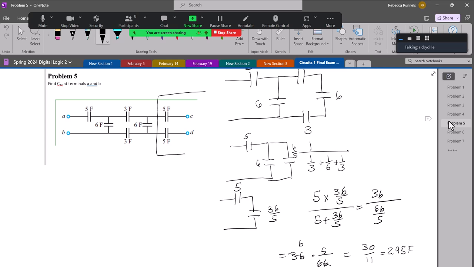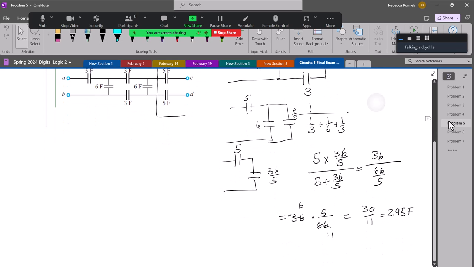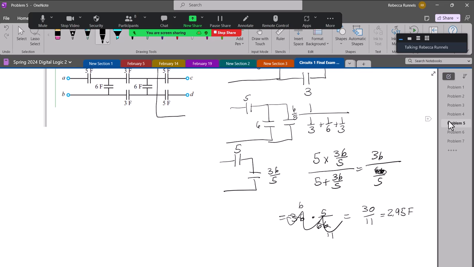Why isn't that 36 over 61 over 5? I was going to say that too. Did I just make a math mistake? 25 plus 36. Oh, yeah, look at that. What is it supposed to be? 61 over 5, because I copied this answer. So it's 61 over 5. Sorry. It's amazing that I haven't made more mistakes, but yes. Other questions?